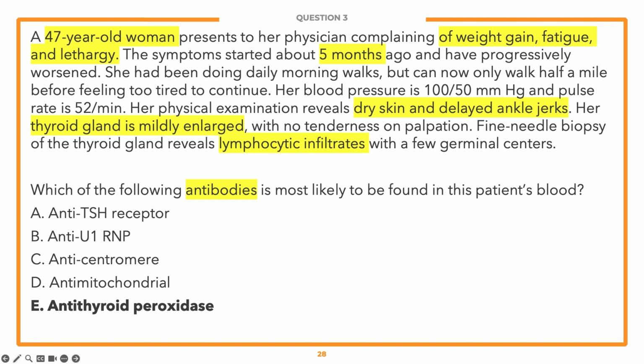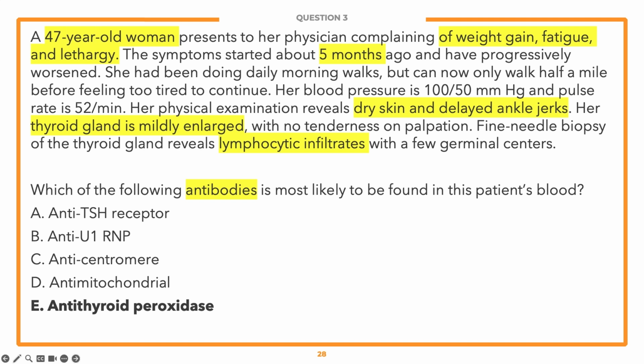The hypo symptoms, like feeling cold, weight gain, fatigue, lethargy, those are the classic presentations that they'll talk about. The heart rate being a little bit low is also a big clue. And the ankle jerks being delayed and the dry skin are also big clues. So lots of clues pointing towards hypothyroidism. But what about the other options, right?